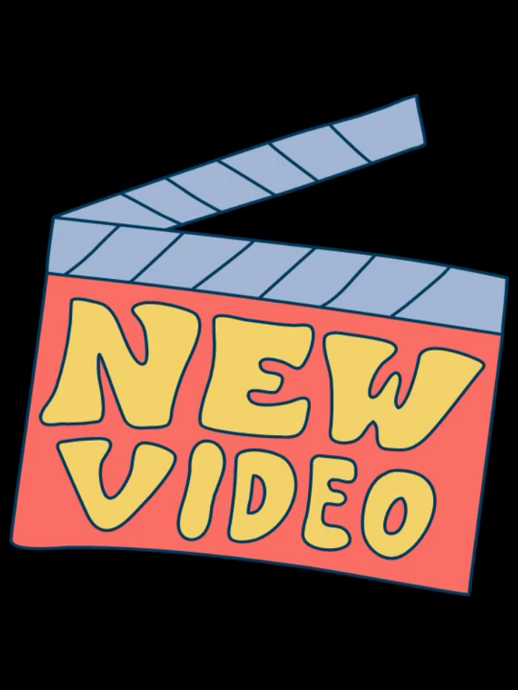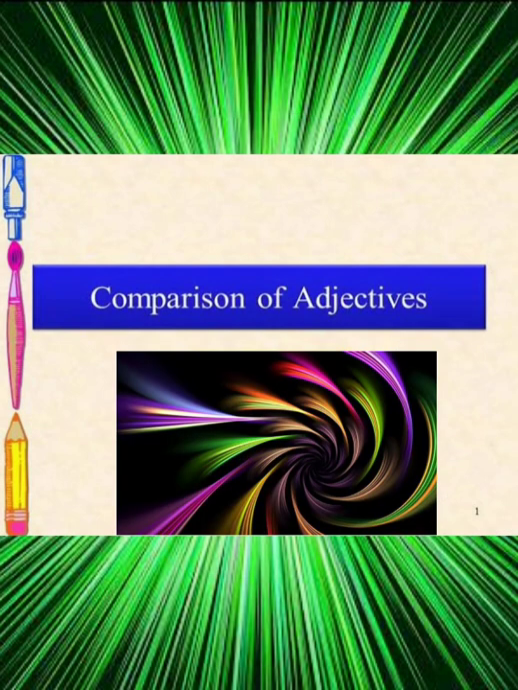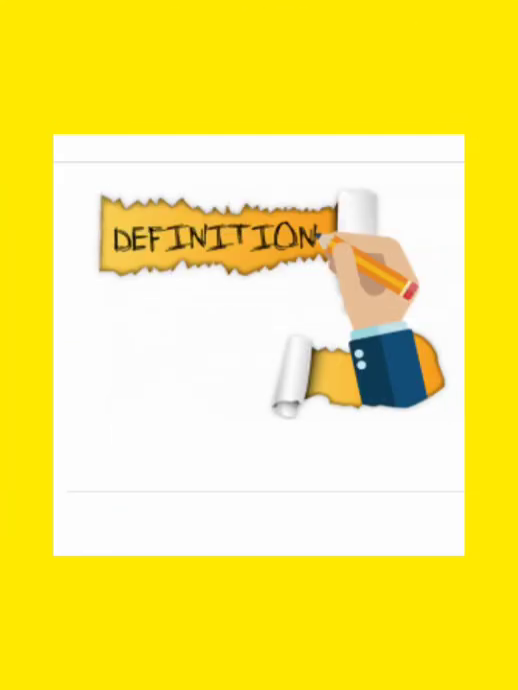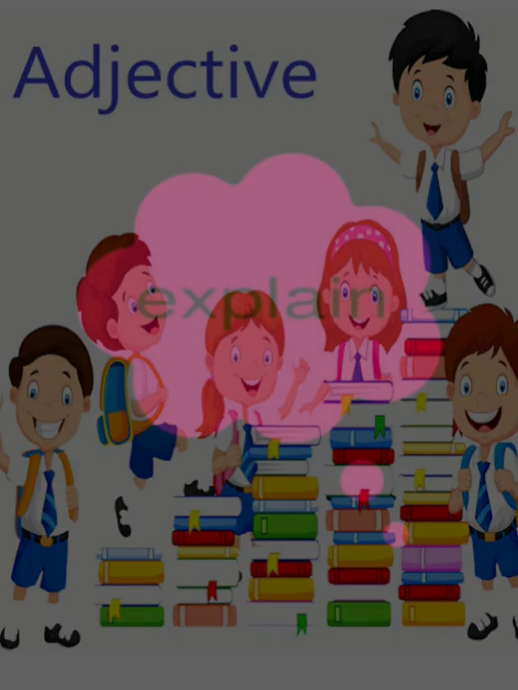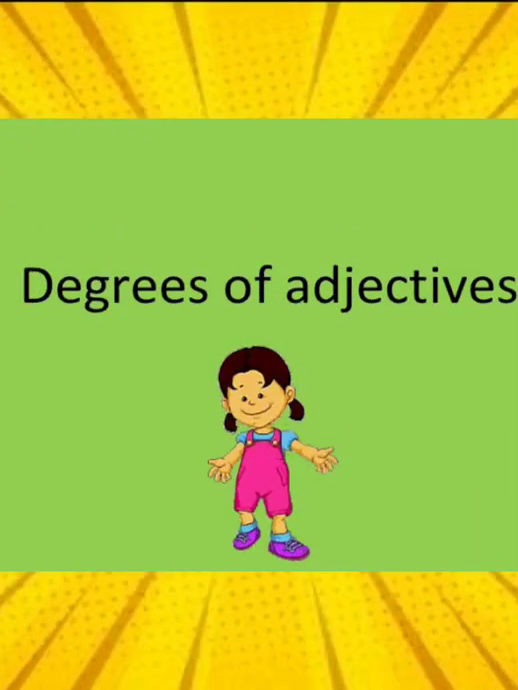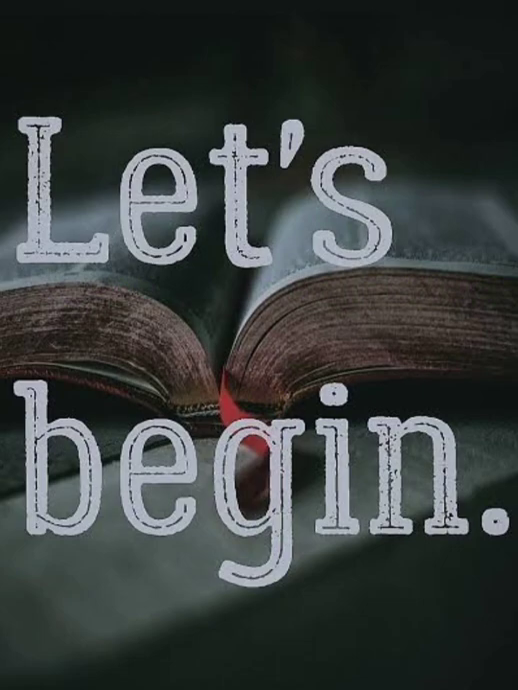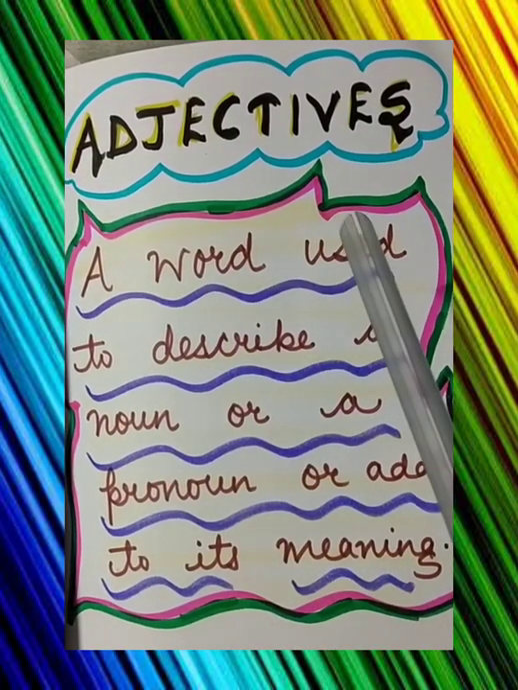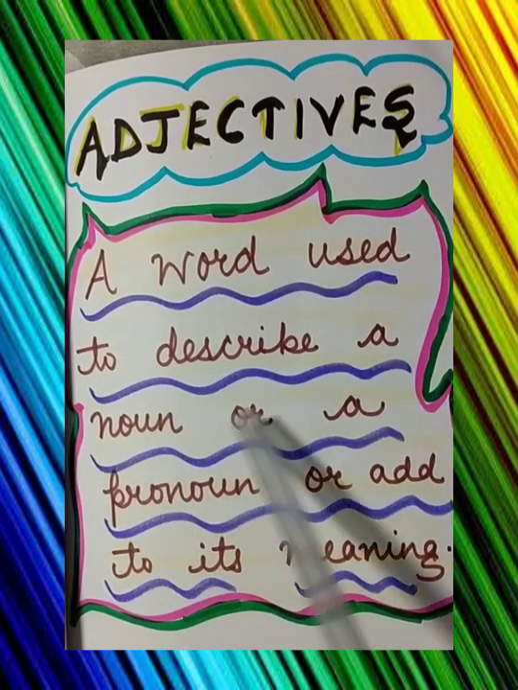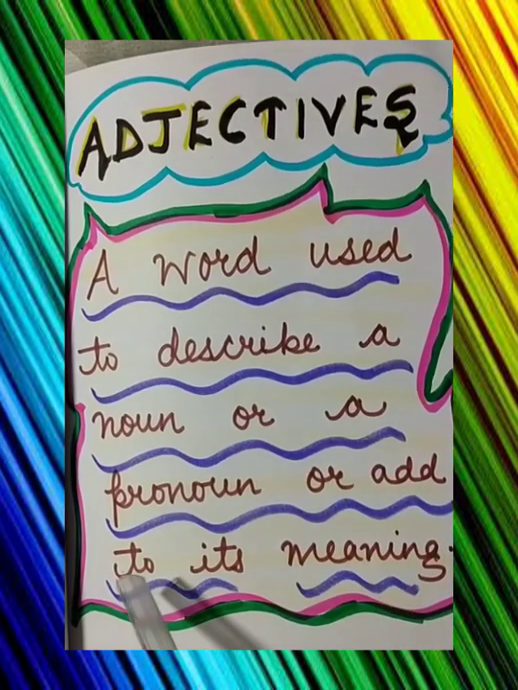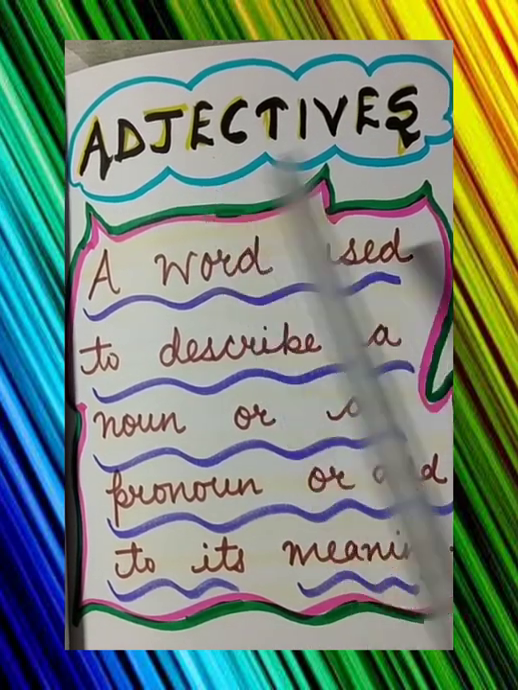So today, my dear children, I'm going to explain to you chapter number 14, comparison of adjectives in English grammar. For this, first of all, you must know the definition of an adjective. So, what is an adjective? Then I will explain to you about the degrees of adjectives. So let's begin. This is the definition of adjectives: a word used to describe a noun or a pronoun or add to its meaning is called an adjective.